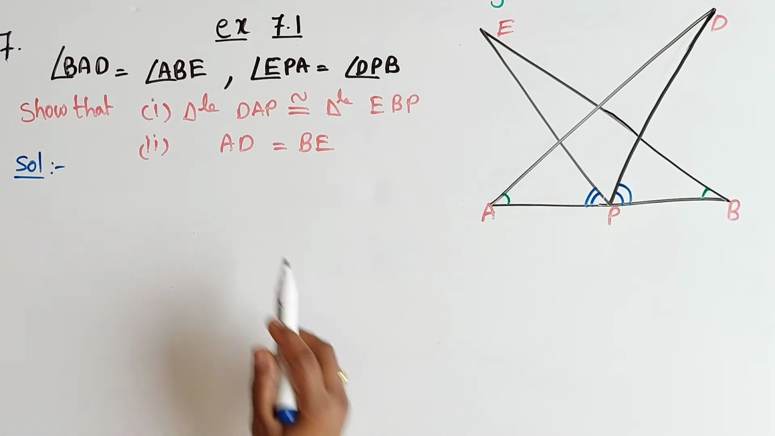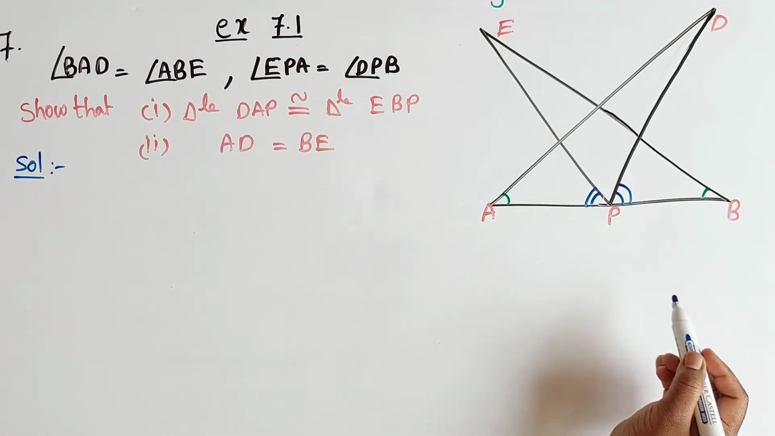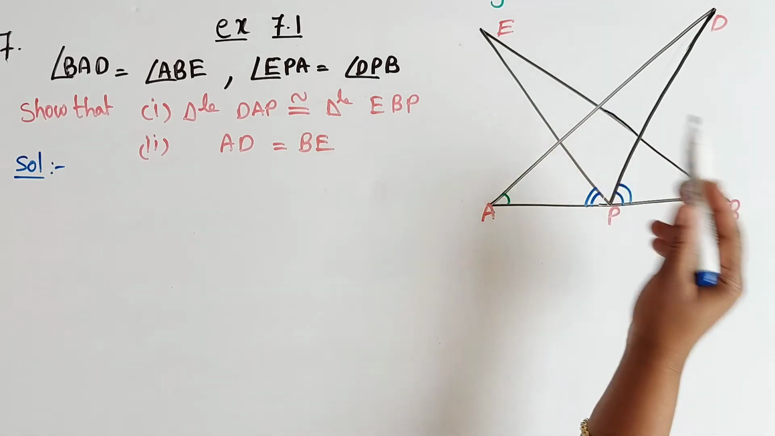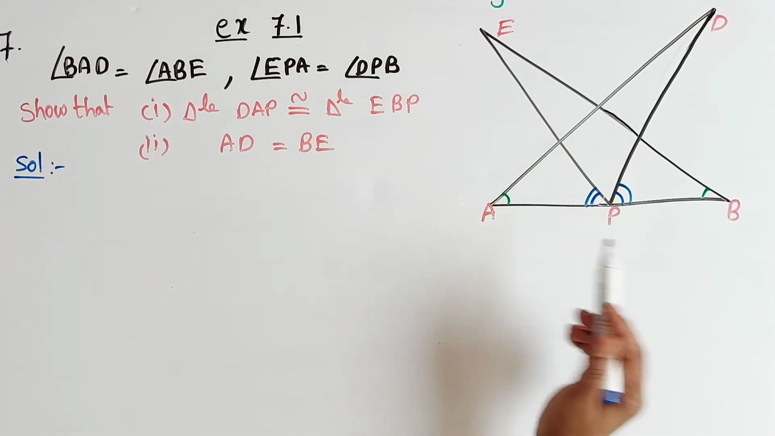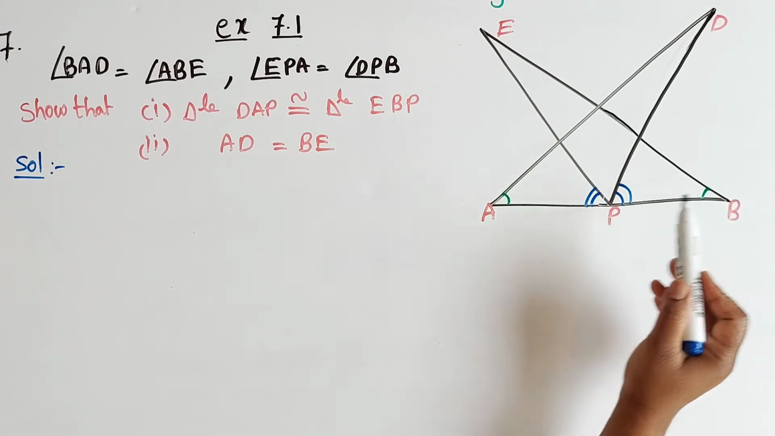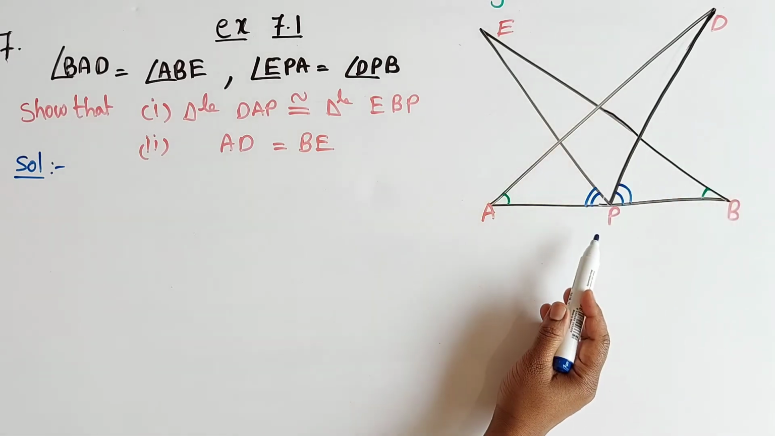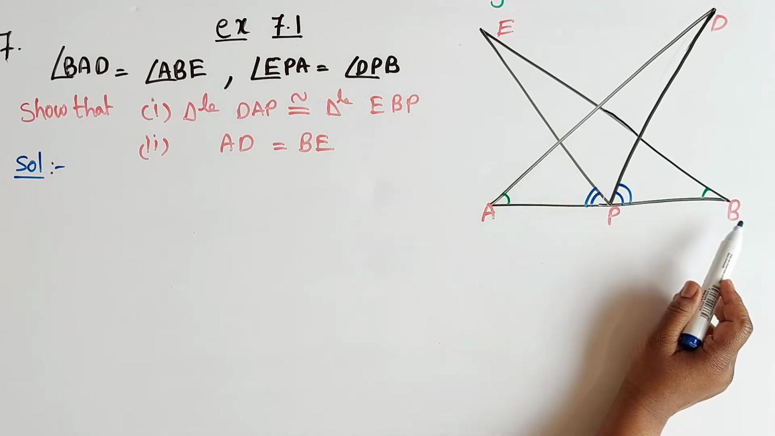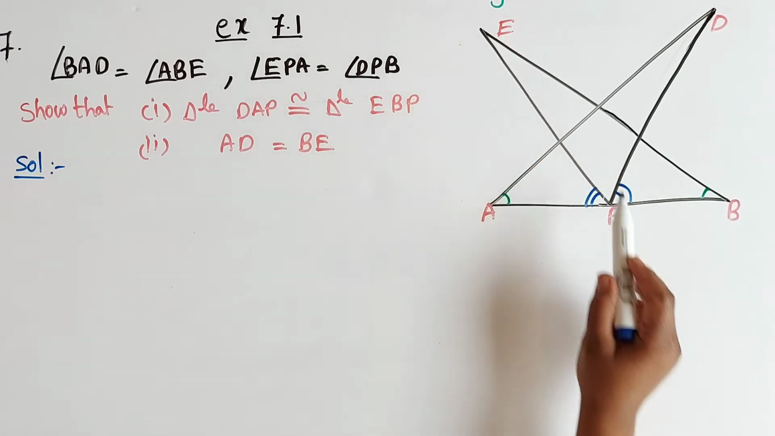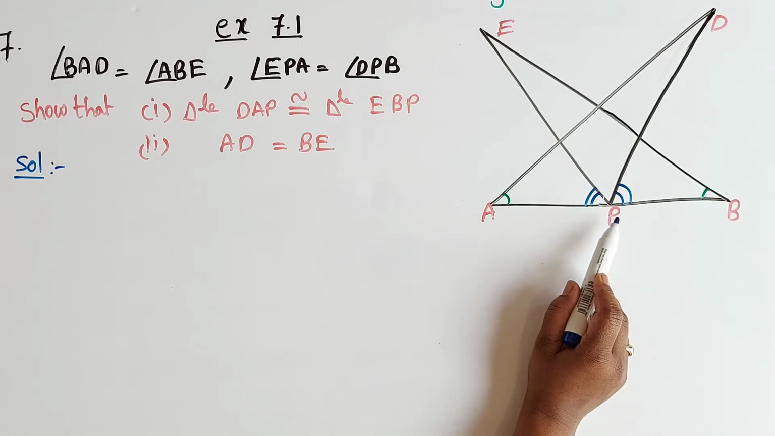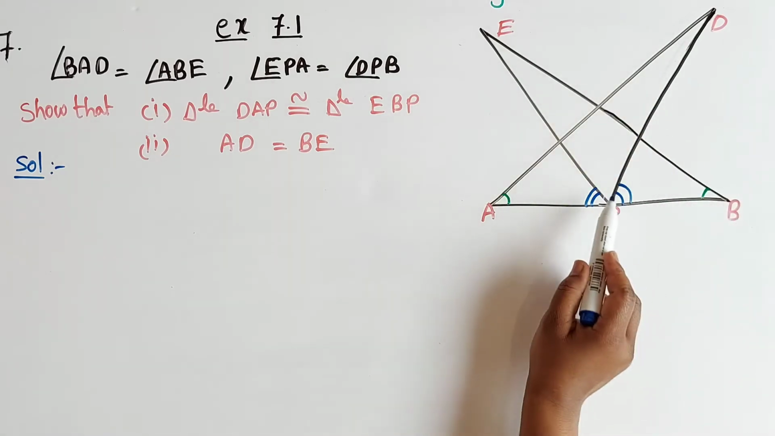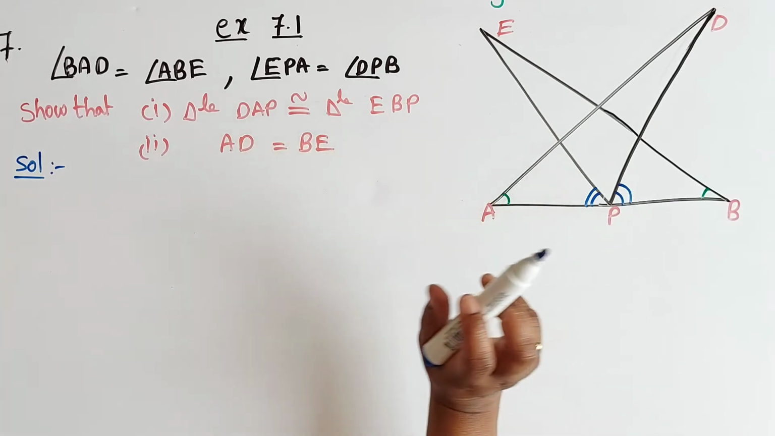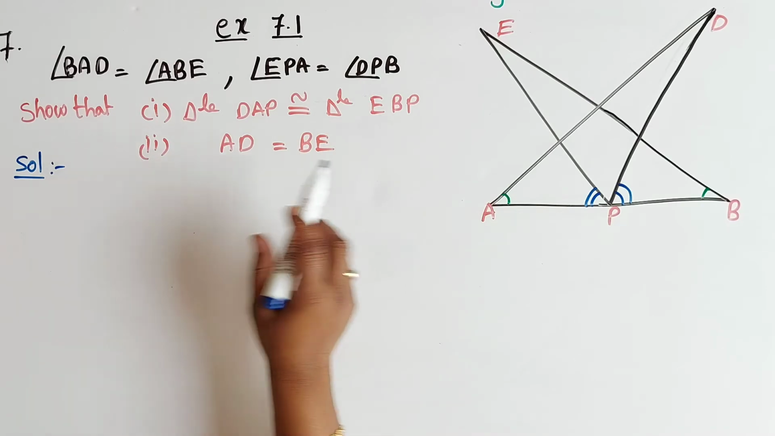Question 7, children. AB is a line segment and P is its midpoint. D and E are points on the same side of AB, such that angle BAD is equal to angle ABE, this one, children, and angle EPA is equal to angle DPB, this one. So show that triangle DAP is congruent to triangle EPB and AD equal to BE.